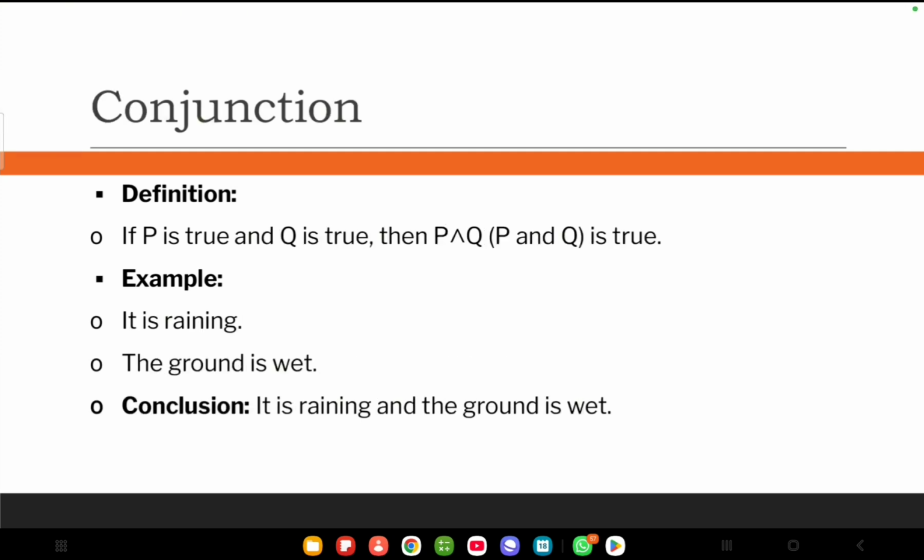Finally, let's look at conjunction. This is the opposite of the previous method. If both P and Q are true, then we can combine them into a single true statement. For example, if it's raining and the ground is wet, then we can combine these two facts into the statement that it's raining and the ground is wet. Both parts are true, so the conjunction is true also.